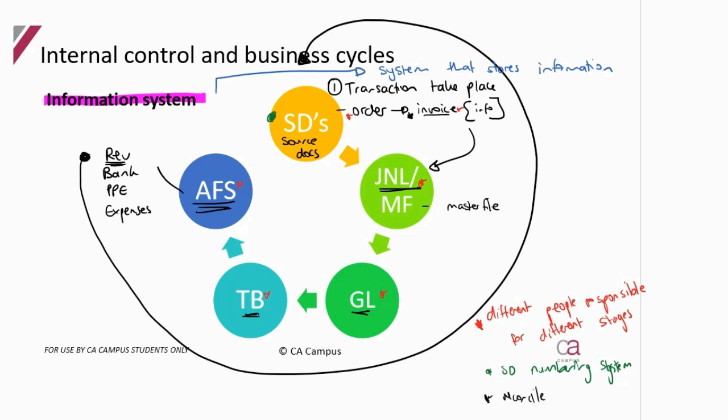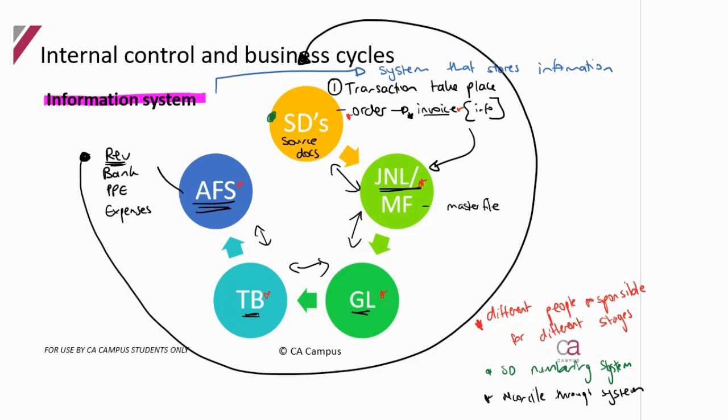Do they reconcile through the process, through the system? So do they go and match the journal to the source documents? And do they then go and match the general ledger to the journal, and match the trial balance to the general ledger, and ultimately match the financials to the TB? Or do they just assume it's right and move on?